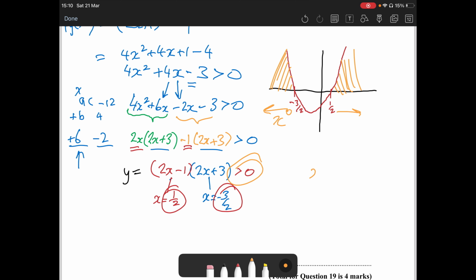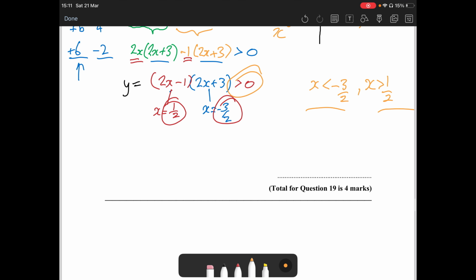So my inequality will be x is strictly less than minus 1.5, or you can write that as minus 3 halves, sorry. Let's keep it as a fraction. Let's not confuse you anymore. So x is less than minus 3 over 2, comma, x is greater than 1 half. You must write both. If you only do one, you're not getting full marks, okay?